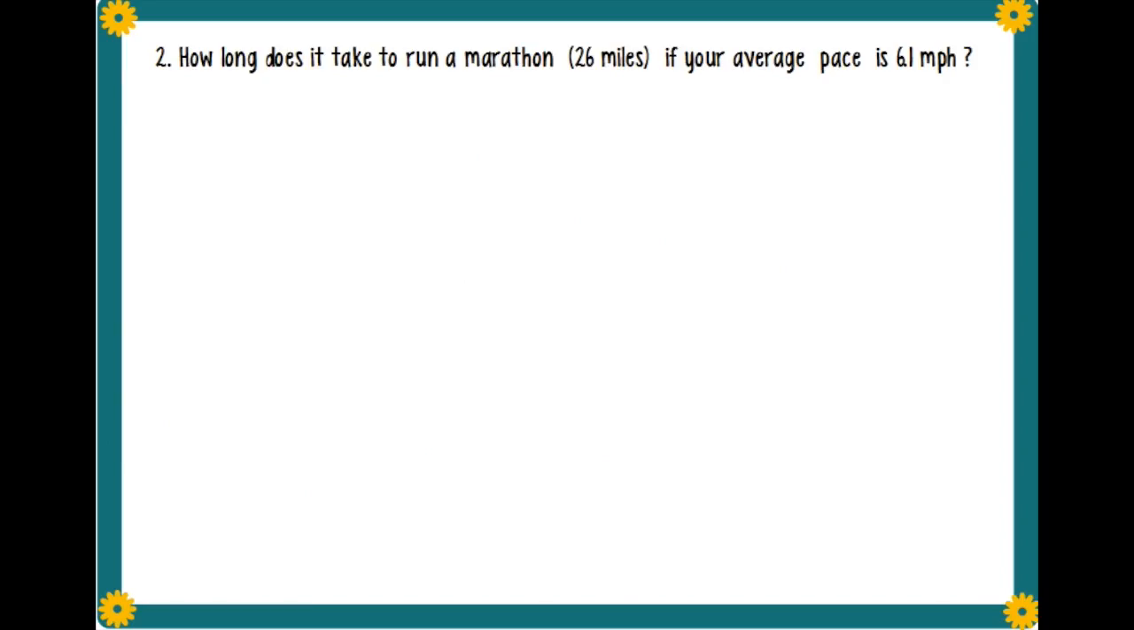How long does it take to run a marathon, which is 26 miles, if your average pace is 6.1 miles per hour? Well, my units are okay. I'm in miles per hour, and my distance here is in miles. So I know my time is going to turn out to be in hours. I'm talking about an average speed, so I can use my equation, v equals d over t. And then my velocity is 6.1. And then my distance is 26. And I'm looking for the time.